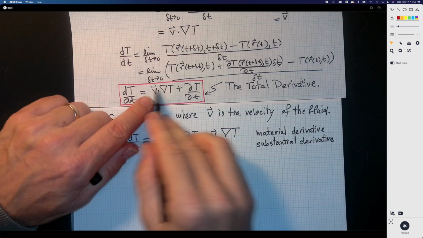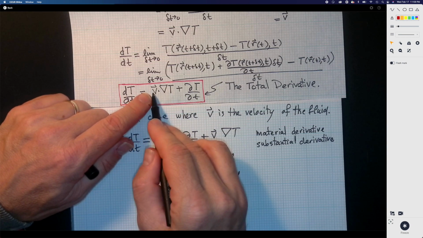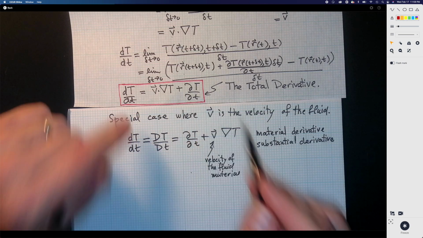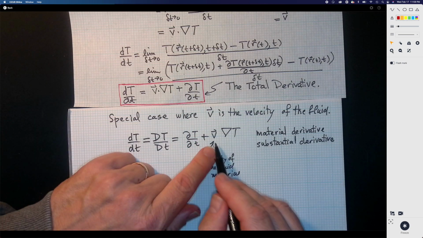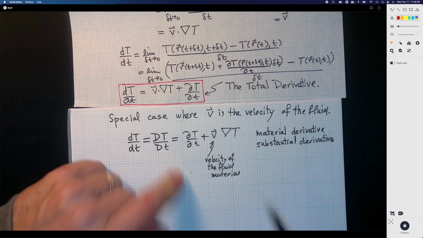But the formula is true for any velocity, for any point moving with time. This will be correct. But in the special case where this v is the velocity of the fluid material, then we call this the substantial derivative.